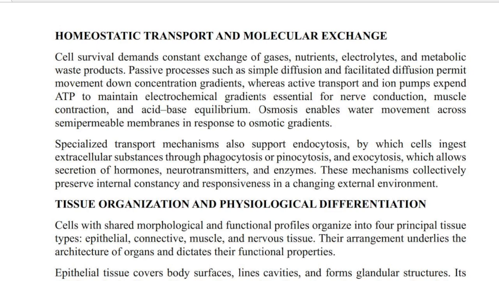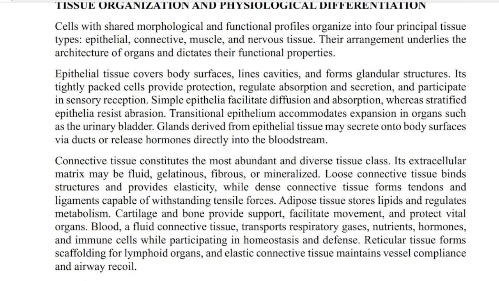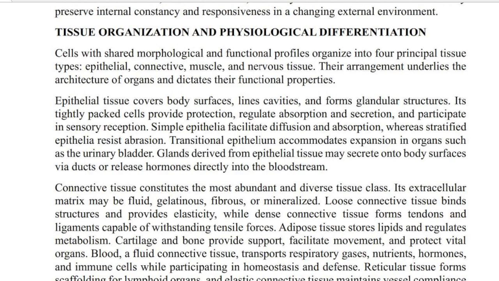Tissue organization and physiological differentiation. Cells with shared morphological and functional profiles organize into four principal tissue types: epithelial, connective, muscle, and nervous tissue. Their arrangement underlies the architecture of organs and dictates their functional properties. Epithelial tissue covers body surfaces, lines cavities, and forms glandular structures. Its tightly packed cells provide protection, regulate absorption and secretion, and participate in sensory reception.